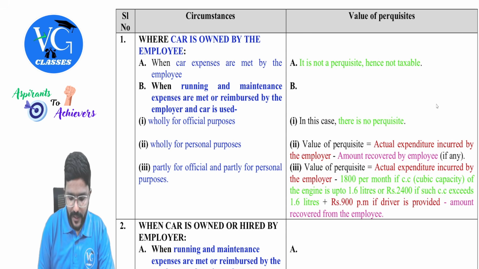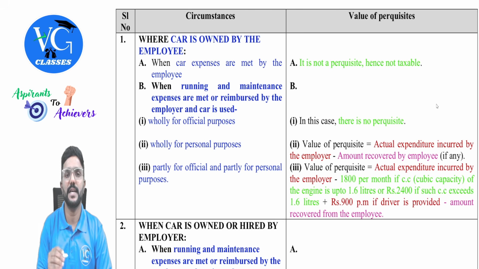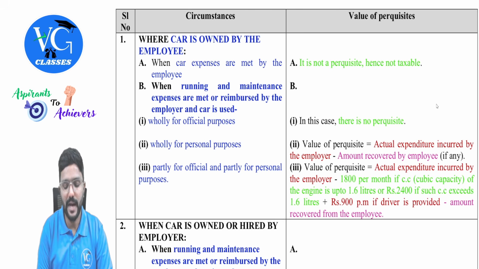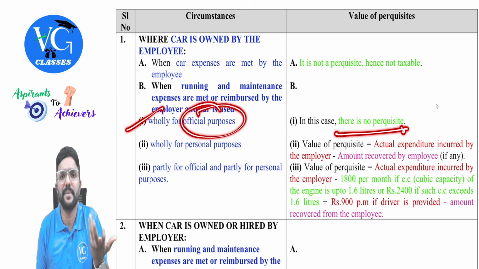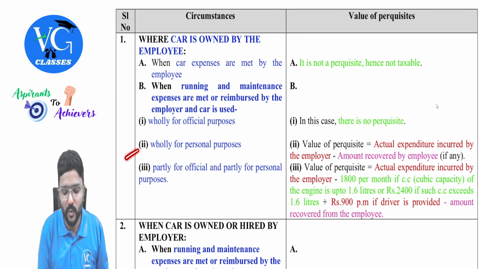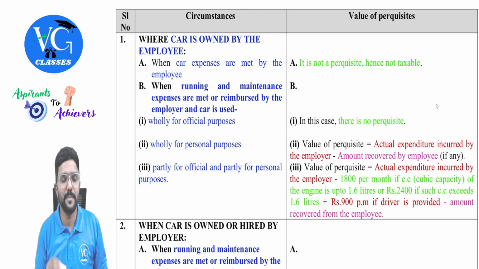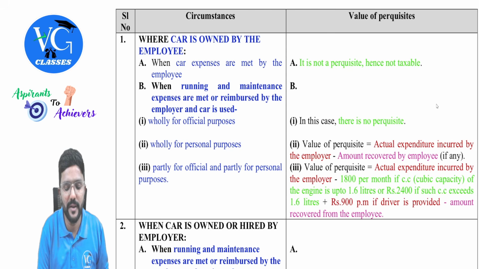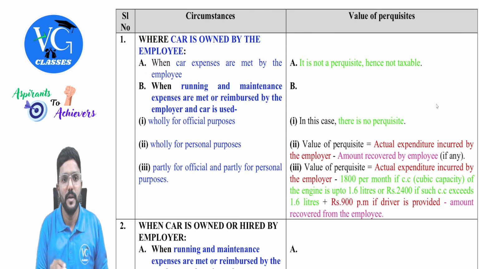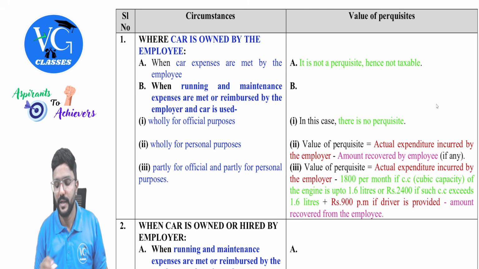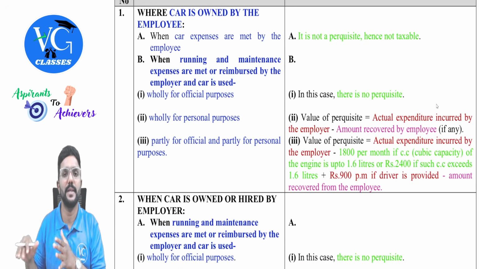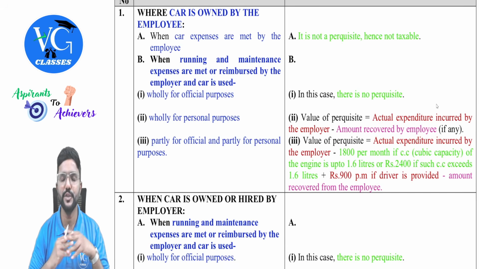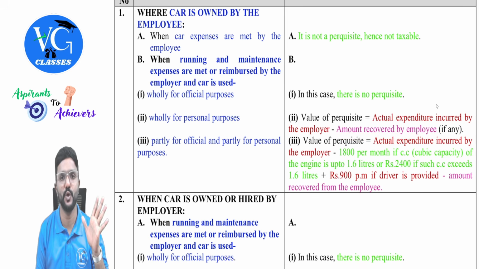Sir, what if the expenses are met by the employer or reimbursed by employer? Then check for what purpose the car is used. If car is used only for office purpose, then there is no perquisite. Why, sir? Because employee is not getting any personal benefit. Sir, what if car is only used for personal purpose? Then what is the benefit which employee is getting? Is he getting car benefit? No, the car is owned by employee only. But expenses are met by whom? Employer. Take the actual expenditure incurred by employer minus any amount recovered from employee; the remaining is taxable, guys. And if the question is silent about amount recovered from employee, please ignore it, guys.